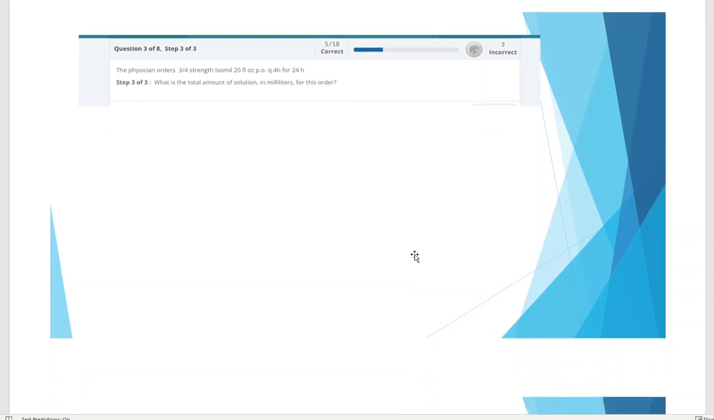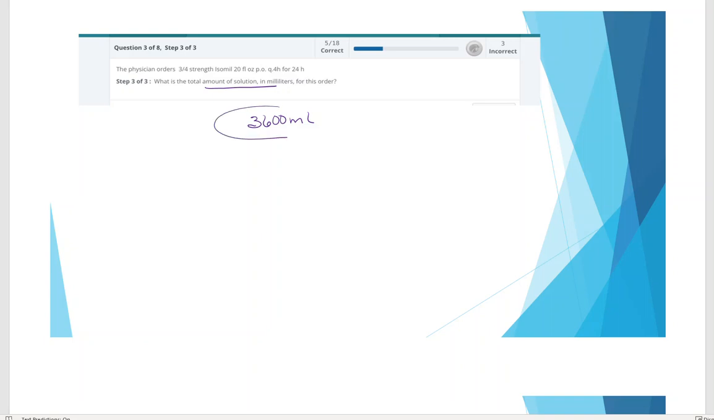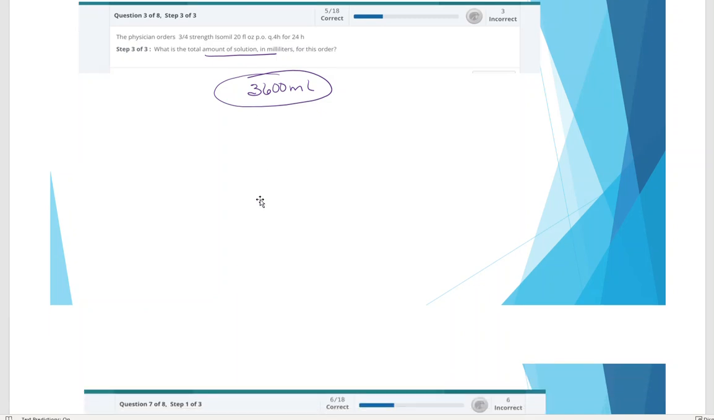All right, the last part of this question is, what is the total amount of solution? We've already found that, so we just have to plug this one in. And our total amount of solution was the 3,600 milliliters. Again, don't overthink these. Take these step by step, and it makes it so much easier.